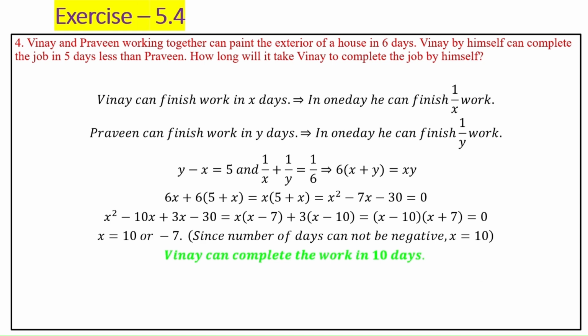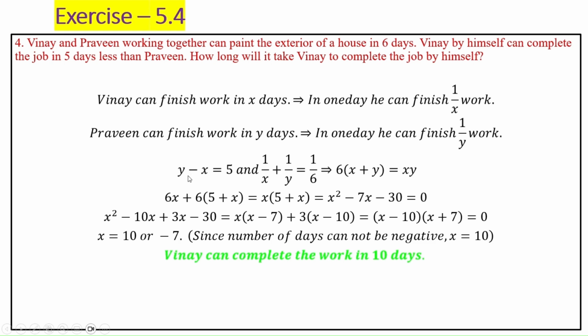Vinay and Praveen working together can paint the exterior of a house in 6 days. Vinay by himself can complete the job in 5 days less than Praveen. How long will it take Vinay to complete the job by himself? Okay, Vinay can finish the job in x days, let's say. So in 1 day he can finish 1 by x work. Praveen can finish the work in y days. In 1 day he can finish 1 by y work.